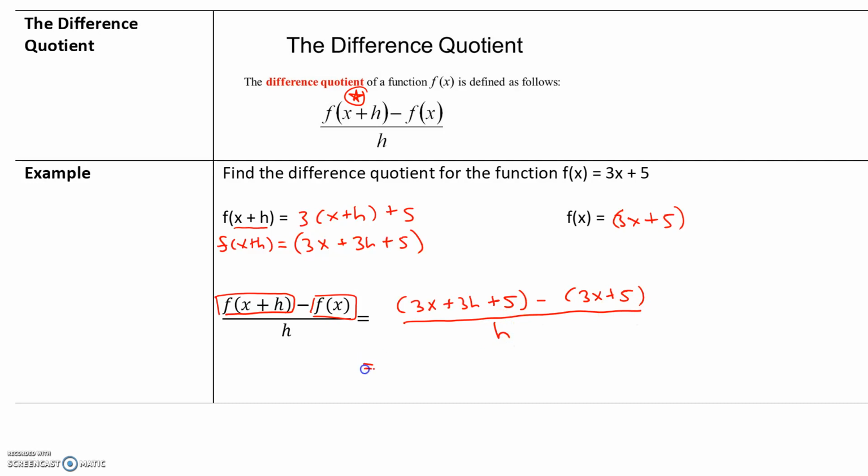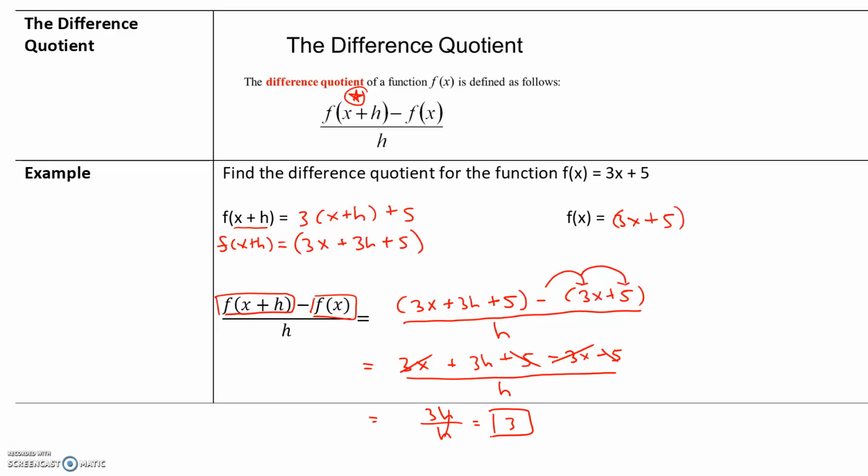So now let's simplify. The negative distributes to the second parentheses, so we have 3x plus 3h plus 5 minus 3x minus 5. So let's combine our like terms. We have 3x minus 3x, that adds to 0. We have 5 minus 5, that adds to 0. Don't forget the h on the denominator like I just did. So our final answer here is going to be 3h over h. And if I simplify this, it simplifies to 3.